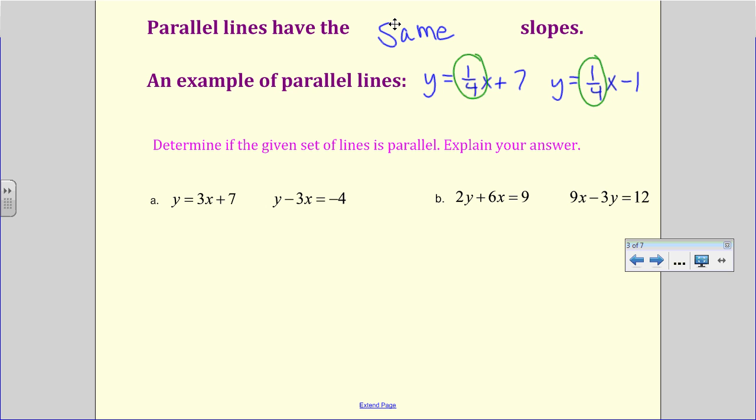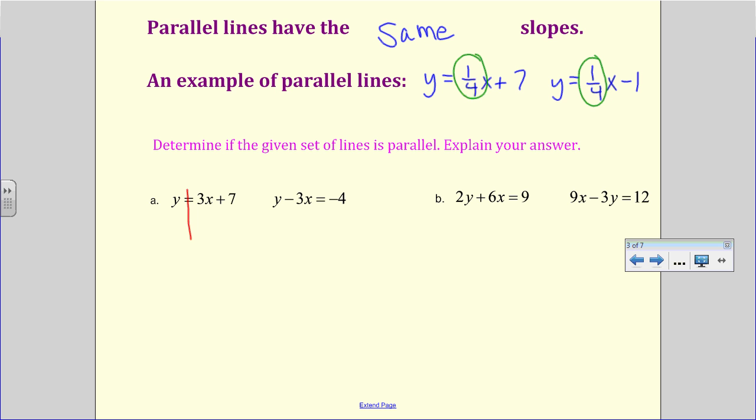If you wanted to be crazy and put 75 over 942, that could be your b value. But when I ask you to give me an example of parallel lines, I simply need them to have the same slope. So we need to figure out, are these equations parallel? Are the given sets of lines parallel? Explain your answer. So when we look at the first one, I've got y equals.